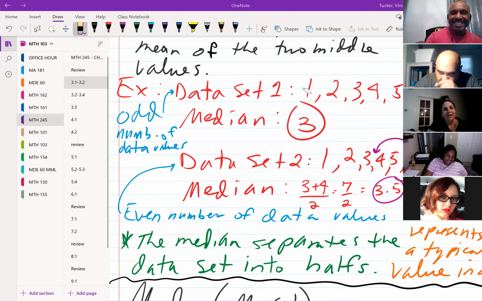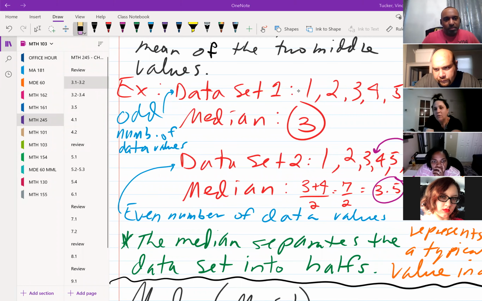Yeah, as of right now, because the way that you say it, if there were 6 digits, you're saying we would have to add the 3 and the 4 together and then divide by 2 because it's an even amount of numbers. But since there's an odd amount of numbers, 3 is the middle number, and that would be the median. Question: is that for all odd sets?